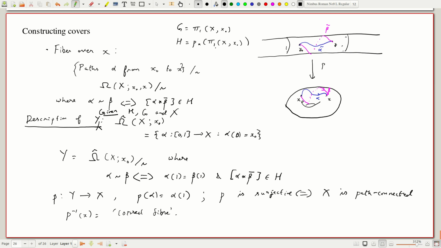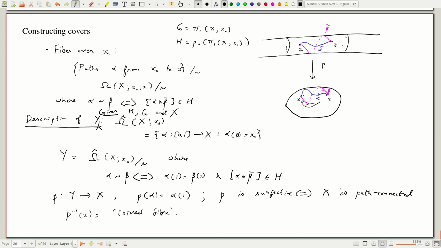What we have done is, suppose only X, G and H are data, we have constructed a space Y, but so far only a set Y, by using the equivalence relation. And the description is such that as a set it is the same as the original space Y. And the projection map p of alpha is going to be alpha of 1, by this path lifting, the same projection map that we had originally.